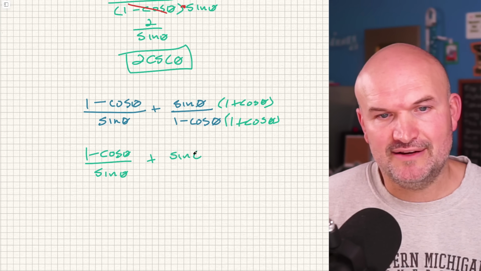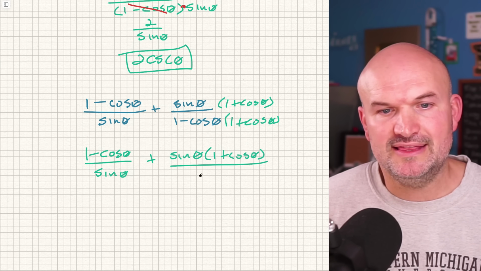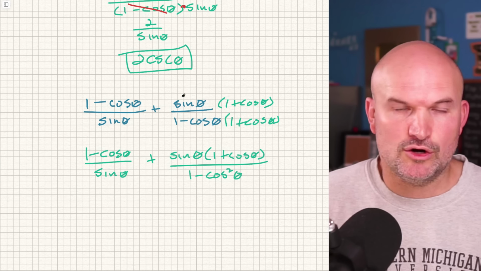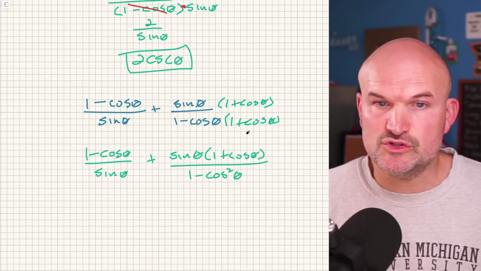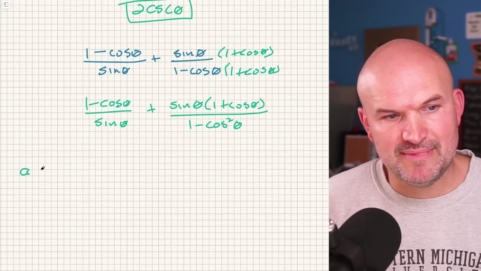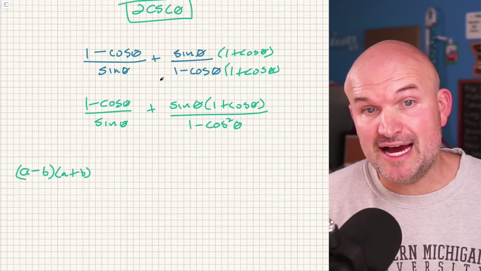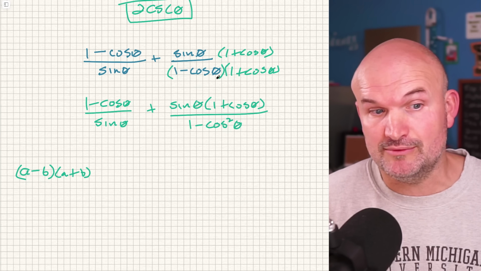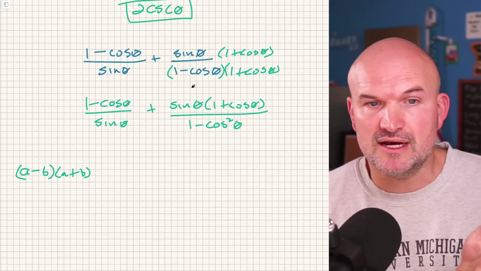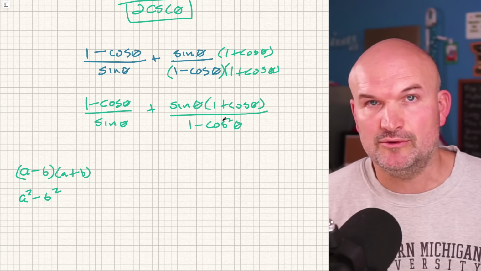So I have a sine of theta times a 1 plus a cosine of theta. And then this is going to give me a 1 minus a cosine squared of theta, right? Because hopefully you recognize this is a difference of two squares. If I had a minus b times a plus b, you could distribute that out using the distributive property, and there's nothing wrong with that. Or you could recognize that it's in the difference of two squares form, so you can just rewrite it as a squared minus b squared. That's exactly what I did.